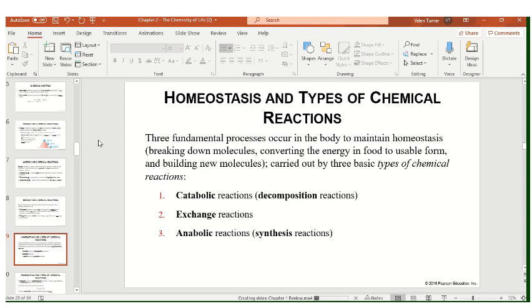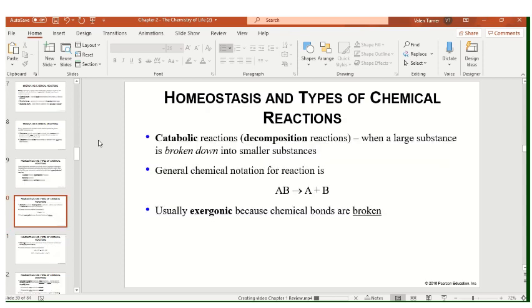There's a catabolic, sometimes called decomposition. Yes, they could use either name. There's an exchange, and there's an anabolic or synthesis reaction. Keep this simple. Catabolic reactions break large things down into smaller ones. If you call it a decomposition, that kind of gives you a better hint. To decompose means to break down. This is when you break a large thing down into a small one.